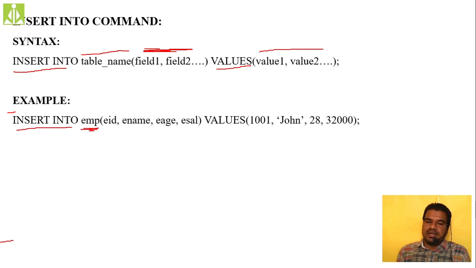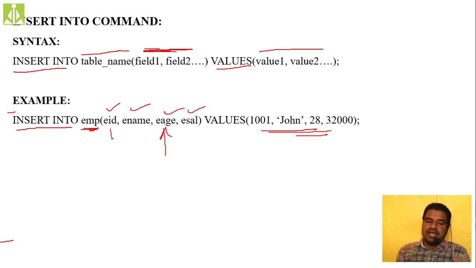Employee is my table name, and the fields I want to insert are EID, ENAME, EAGE, ESAL. If you don't want to insert any of these fields, suppose you don't want to insert age, then simply skip age over here and pass only three values. Whatever field order you give, in that same order you have to pass the values.